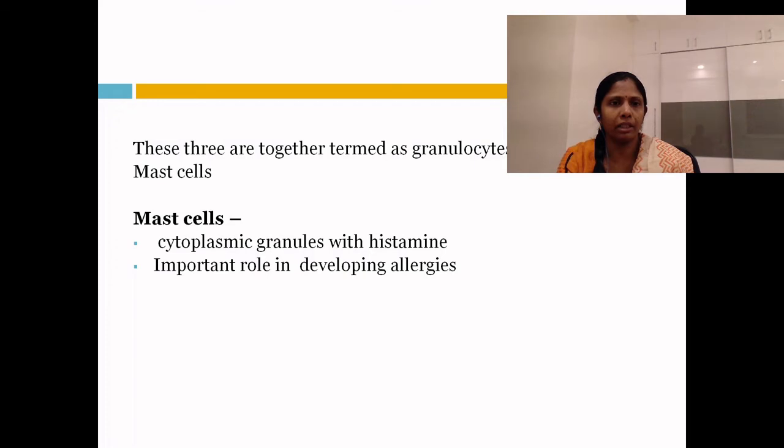The other type of cells that are produced from a myeloblast are mast cells. These are also filled with cytoplasmic granules which contain histamine. They are important in developing certain kinds of allergies. All these granulocytes get their name because they have a lot of cytoplasmic granules. These granules are packed with pharmacologically active substances and lytic enzymes which help in destruction of the pathogens or the toxins.